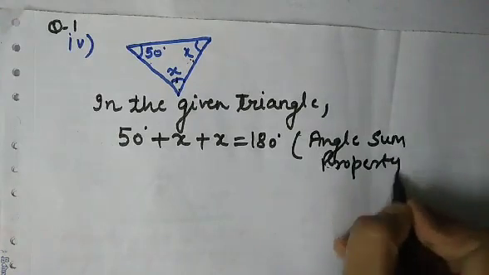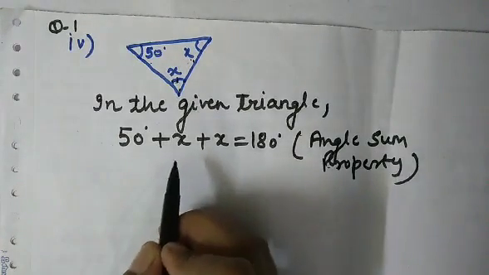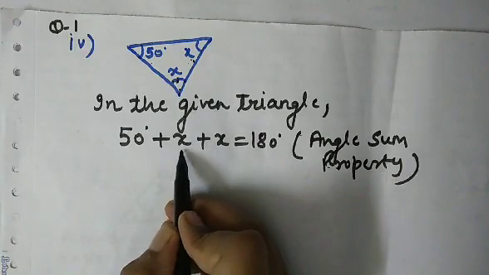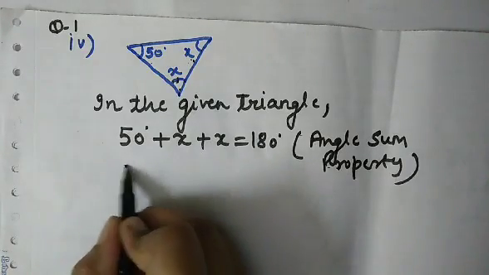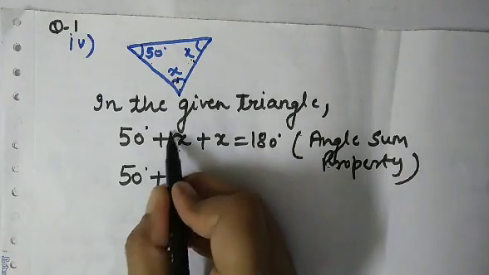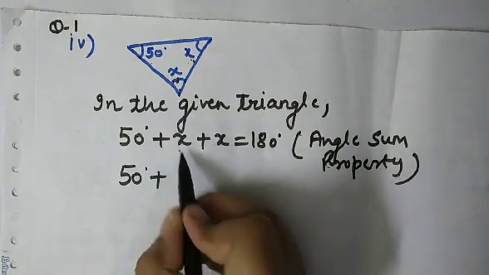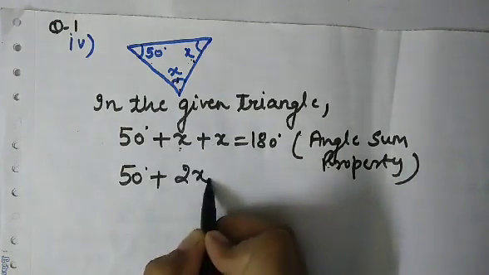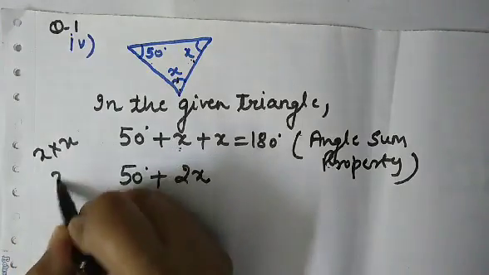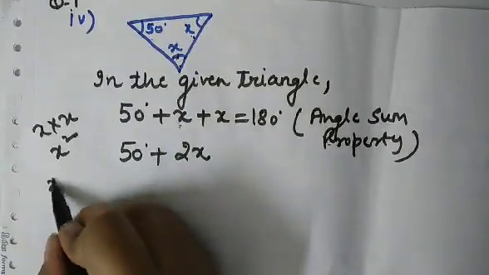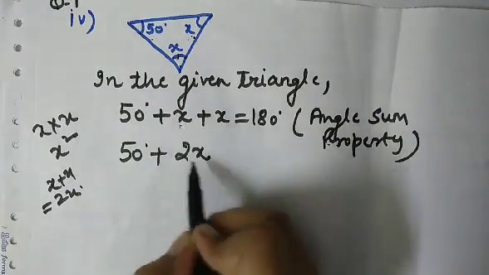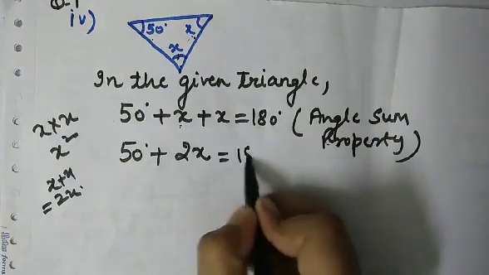Okay. Now add the like terms. The terms which have x will be added together. So it will be 50 and x plus x, because the coefficient of x is 1, here also 1. So x plus x is 2x. Okay, this is not x square. However, x into x is x square. And x plus x is 2x. Don't get confused. So 50 plus 2x is equal to 180.